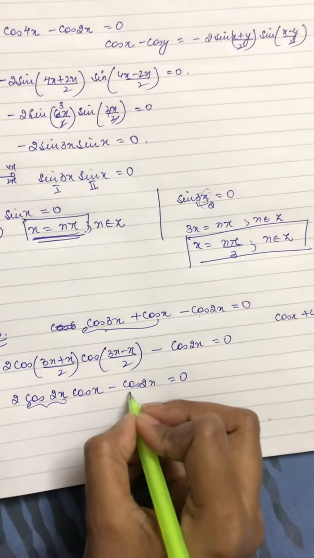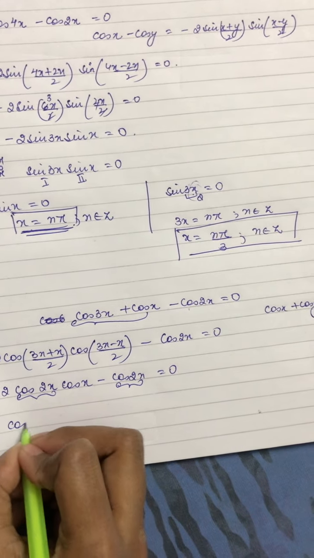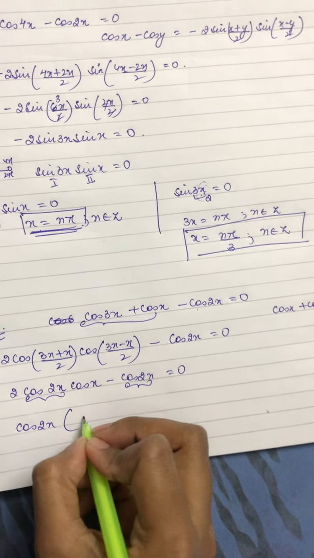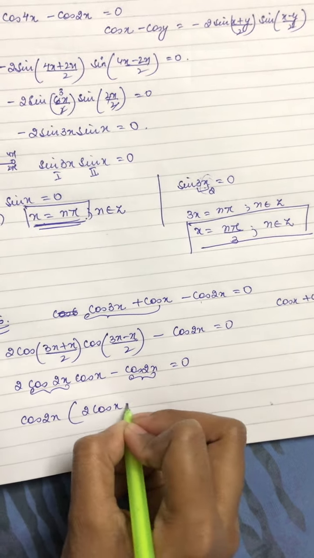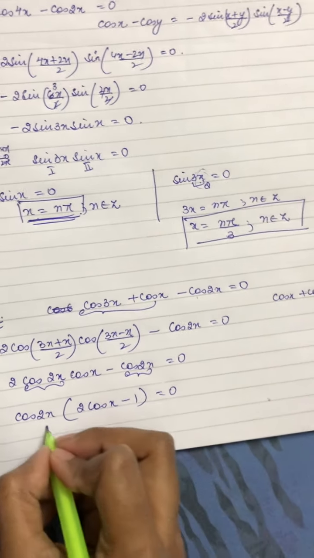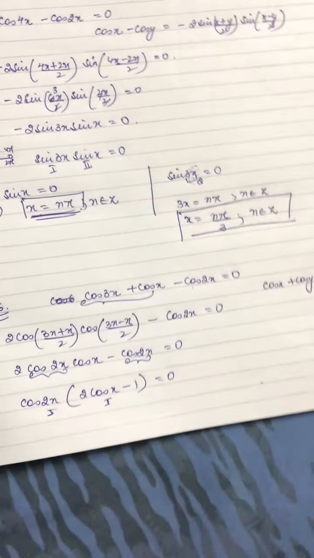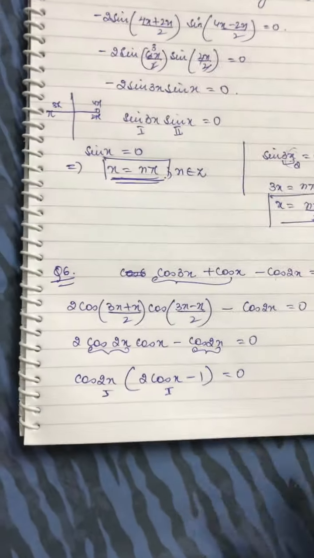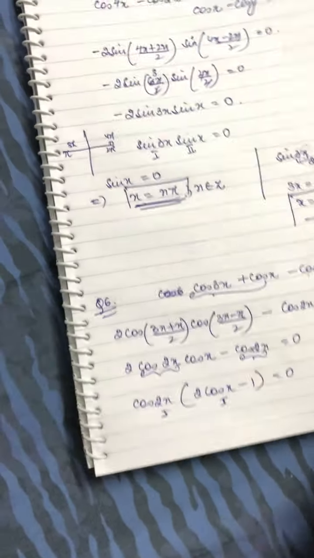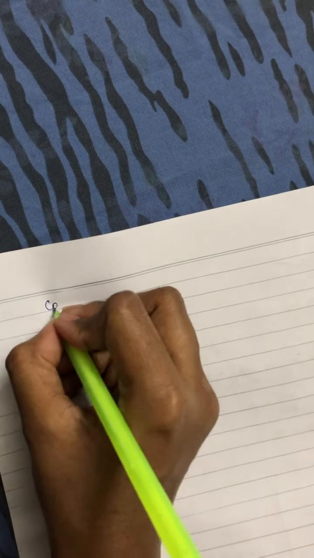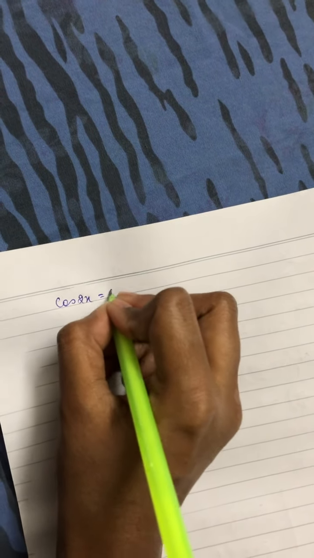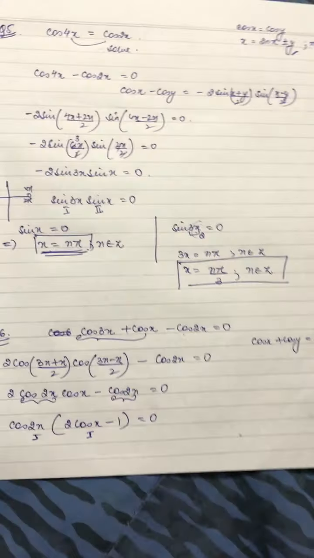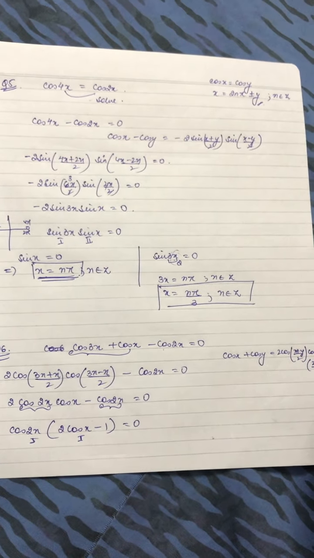Can I take cos 2x common? So I'll get cos 2x common, 2 cos x minus 1 is equal to 0. So I've got two factors. Okay, first I equate the first factor to 0. cos 2x is equal to 0. So cos 2x equal to 0. This is my first factor. Kindly just write it down.